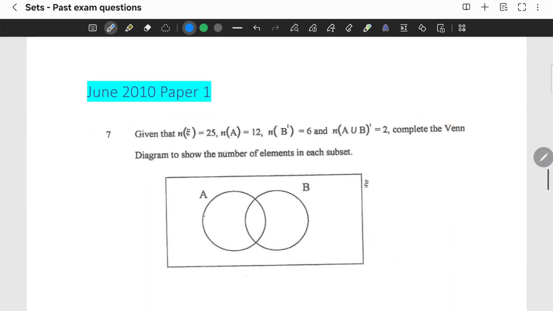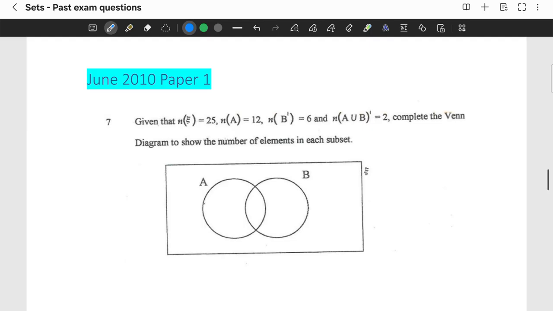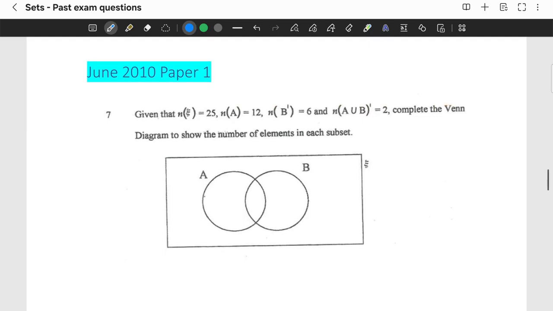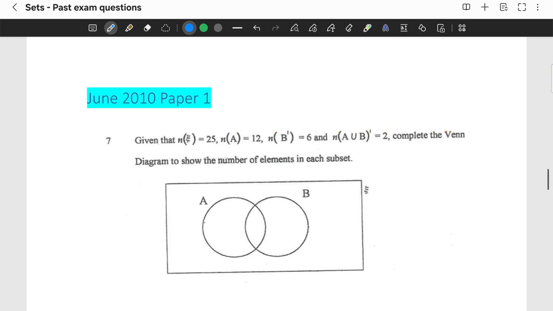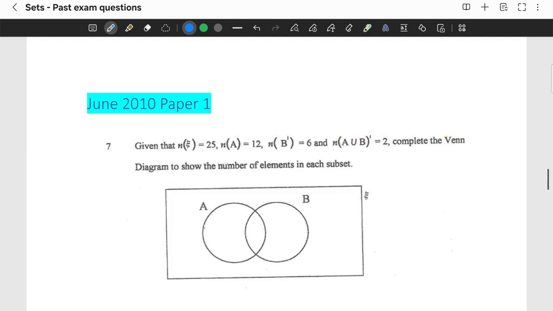And then we go to June 2010, which says, given that the universal set is 25, number in A is 12, number in B complement is 6, number in A union B complement is 2, complete the Venn diagram to show the number of elements in each subset. So the universal set we're told is 25, number in A is 12, right? So we know if this is x, we have 12.